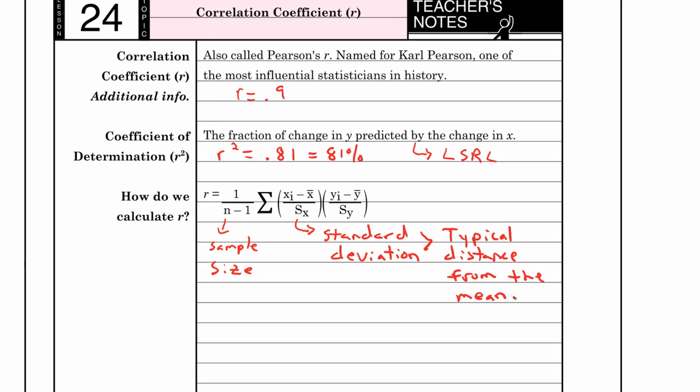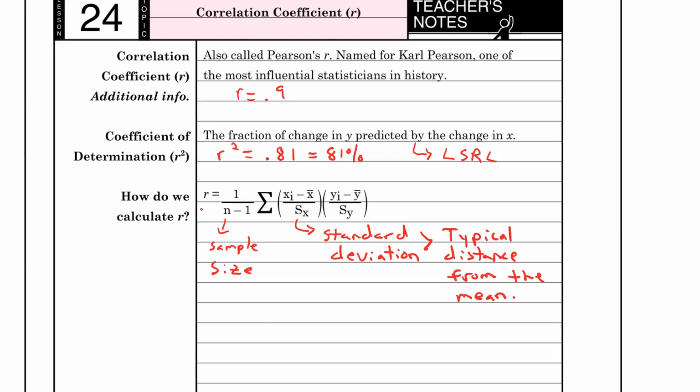As the x values are more spread out, the standard deviation will increase. As the standard deviation increases, since it's the denominator here, this quotient will decrease. The more spread out the values, the lower the correlation coefficient. Correlation coefficient is a measure of the linear strength of the relationship.